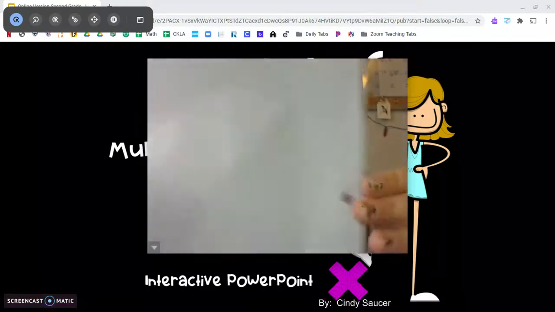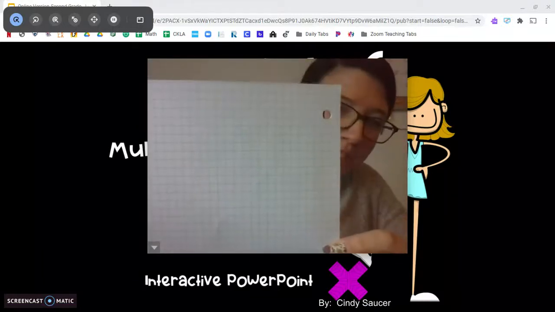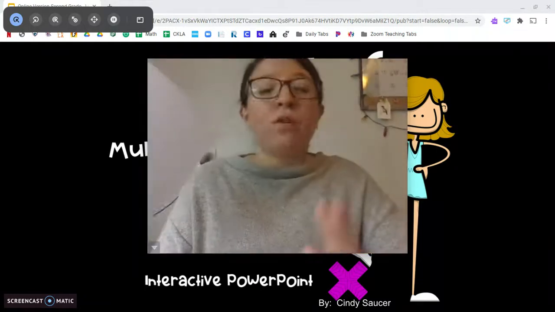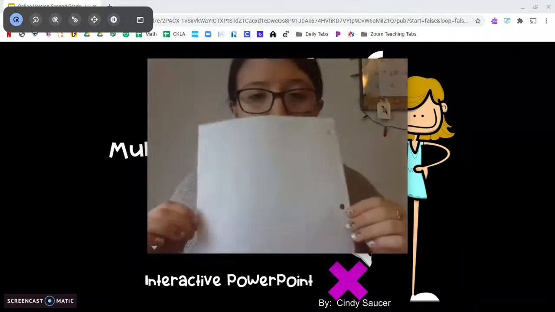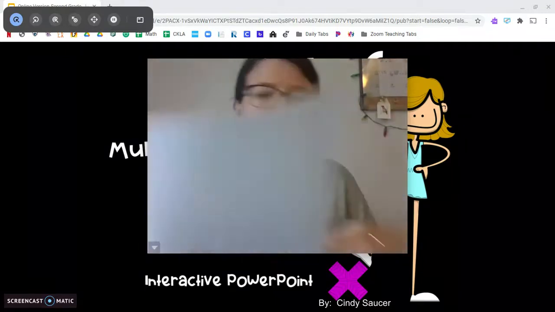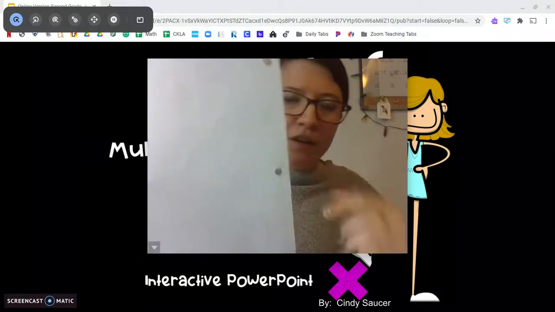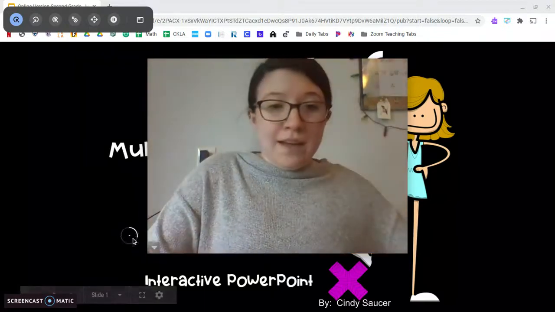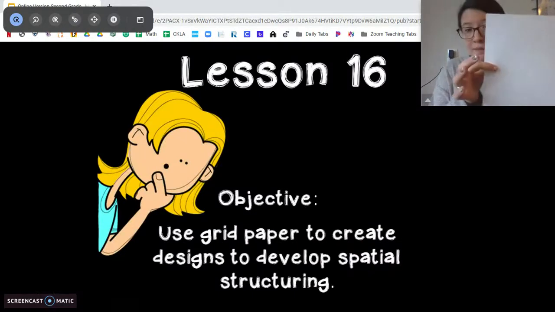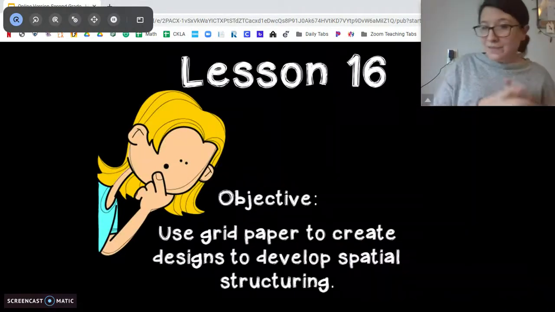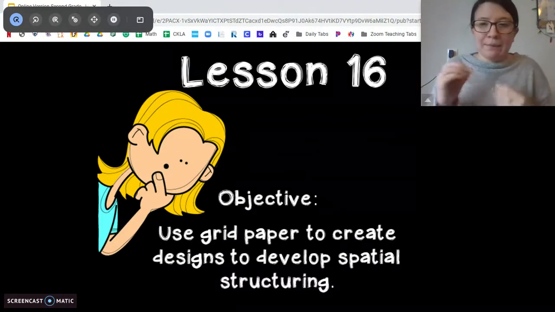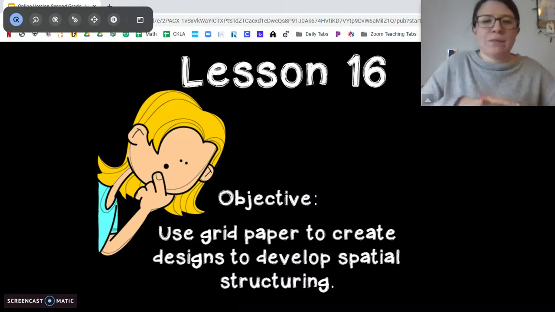If you have grid paper at home, go grab some. If not, another thing you can do is make this on your paper. It's just a paper covered with squares. Or if we don't have grid paper, you're more than welcome to just watch along with this lesson because I think you'll still enjoy it. So go ahead and grab whatever materials you need, make the grid paper if you want, and then we'll get started. So today's objective is to use grid paper to create designs to develop spatial structuring. So basically to be able to manipulate and move around arrays and make some cool designs with them.